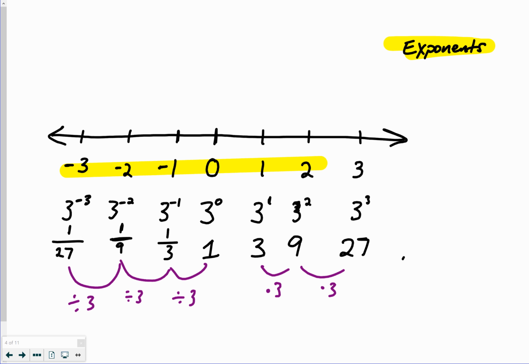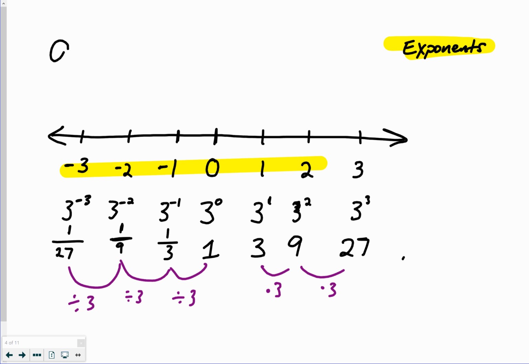Now there's another property that we're going to talk about that says when you raise something to a negative power, it's 1 over that, and you change the power to a positive. It looks like this. A to the negative n is equal to 1 over a to a positive n. So you put it in the denominator.